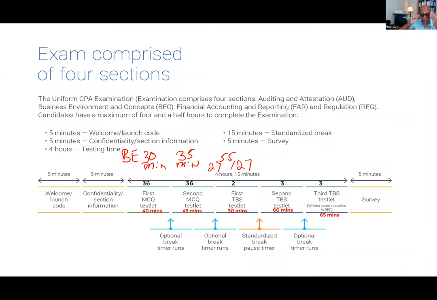The computer will automatically grade how you have done on that particular testlet. And if you do well, the next testlet will be more difficult. So we're planning to do well on that first testlet, and we're going to give ourselves a little bit more time for that second testlet. You submit that and you do well, and that first task-based simulation testlet will be a little bit more difficult. So we're going to give ourselves the time to work through those questions.